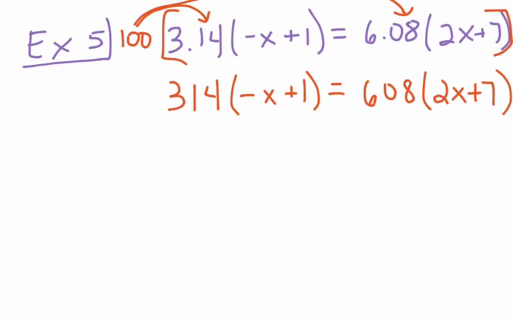Now, multiplying by 314 and multiplying by 608, not something that sounds fun to do, but we can do that multiplication. And I would expect you guys to be able to do that and show all your work for multiplying by 314 and multiplying by 608. Alright? Again, I'm not going to finish the problem here because I just wanted to show us how we can eliminate the decimals from these equations.